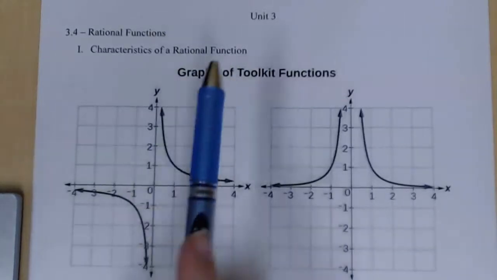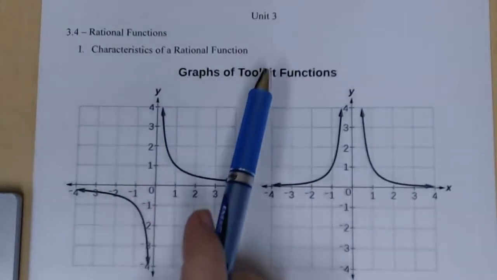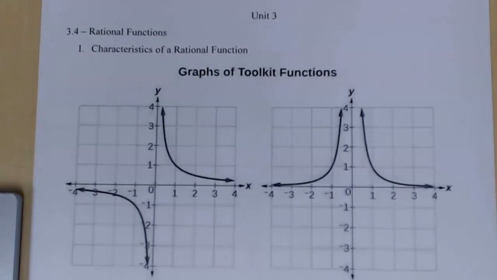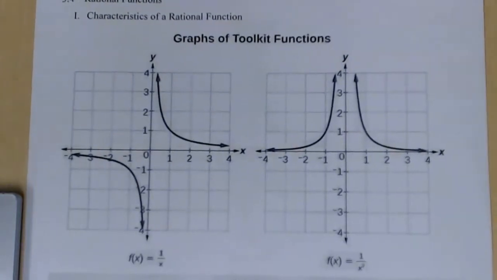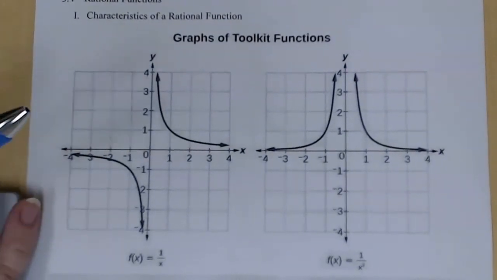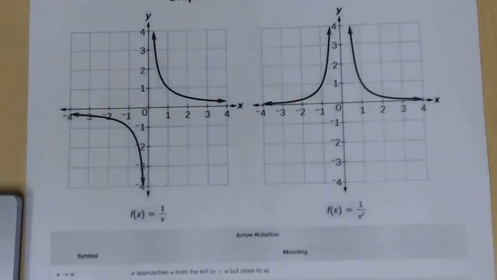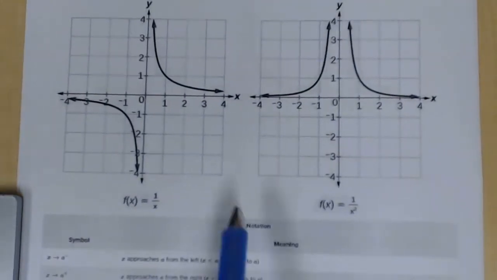In 3.4, we're going to be looking at characteristics of rational functions. And so we're going to take a step back, looking at some of the parent functions that we already dealt with in Unit 1, and look at how we can dive in and grab some of those characteristics, not by just looking at the graph, but considering what the equation looks like.